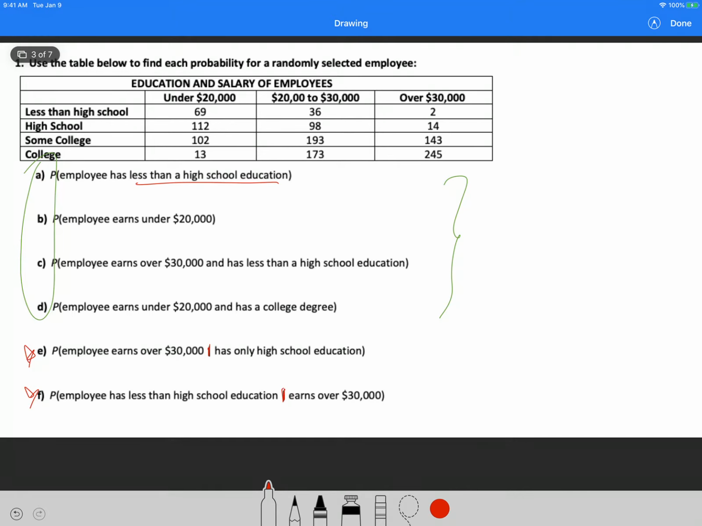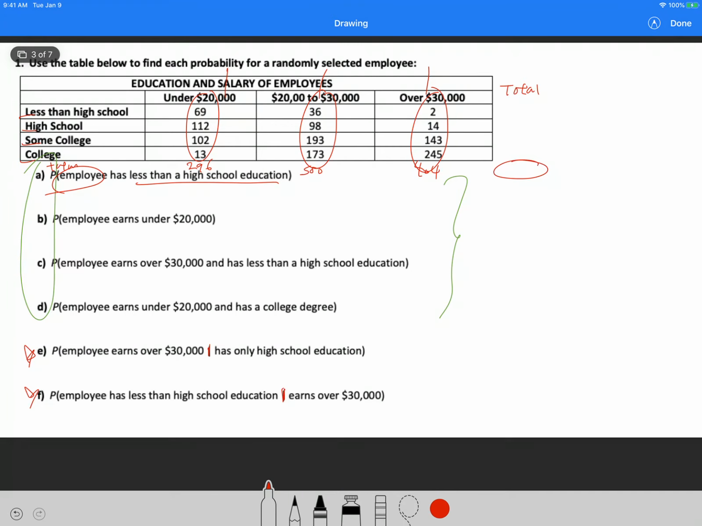Okay, the probability that an employee has less than a high school education. When we're given this kind of question, we always first want to solve for the total. We're talking about the entire set of employees, so we want to find the total number of employees. Adding up these numbers, I get my calculator out: 69 plus 111 plus 102 plus 14, that gives me 296. 36 plus 98 plus 193 plus 173 gives me 500 exactly. 2 plus 14 plus 143 plus 245 gives you 404. Why do I have to find all the totals? You will see in the end, but I advise you to first write down all the totals, not only for the columns but also for the rows.